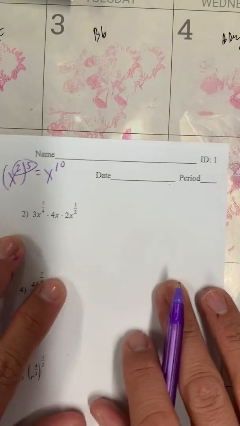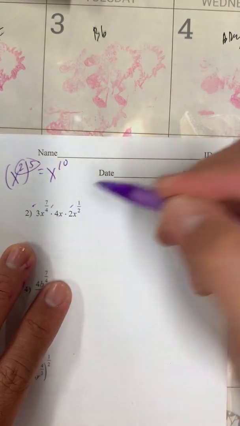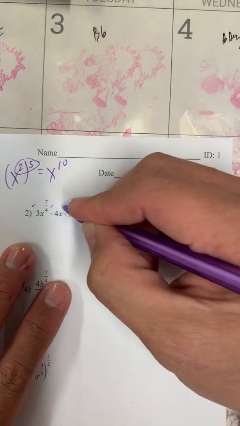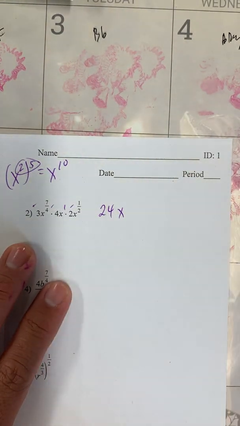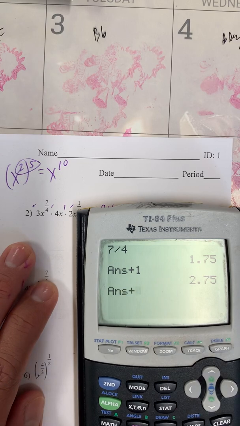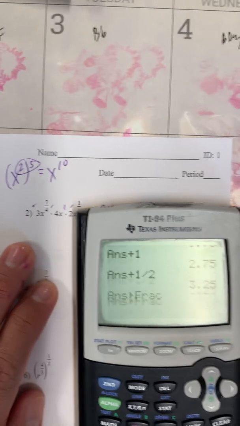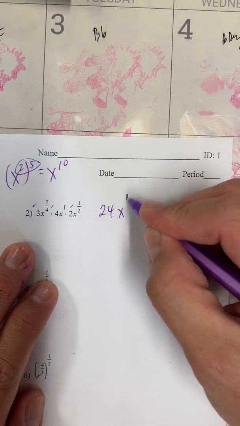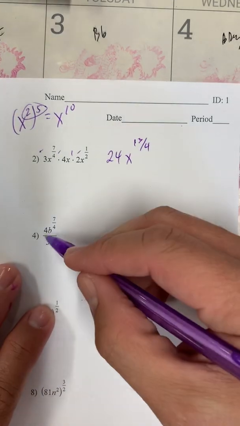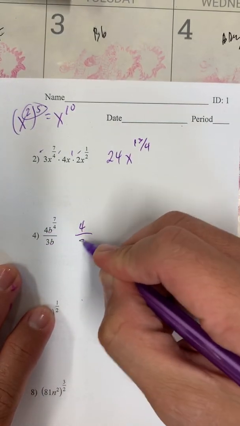For number 2 here, we multiply 3, 4, and 2. That will give us 24x to the. You add the 7 fourths, the 1 and the 1/2. So we do it here. 7 divided by 4 plus 1 plus 1 divided by 2, and that will give you 3.25. Then hit the math, frac, enter, 13 over 4. Very simple.